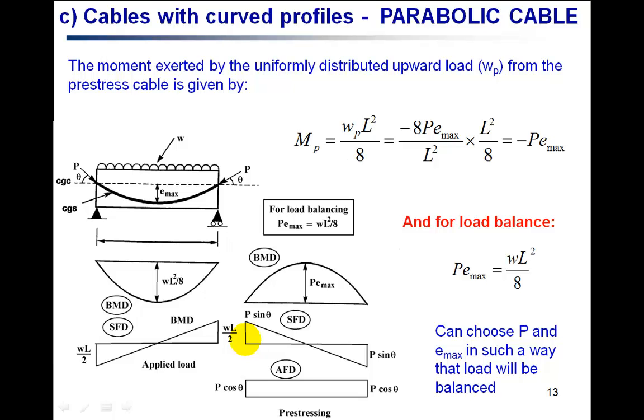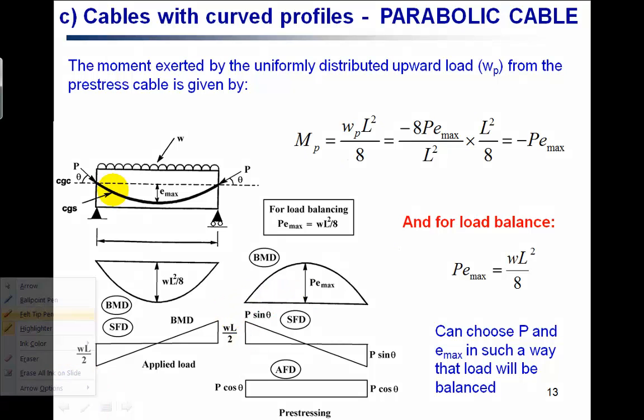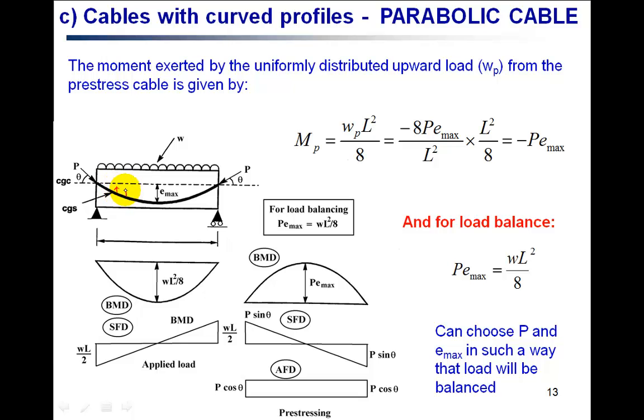And similarly, the pre-stressing force per unit length from the cable is acting upward, which is given by WP. And this uniformly distributed force, due to the pre-stressing, will cause a negative bending moment of PE max, like this one.